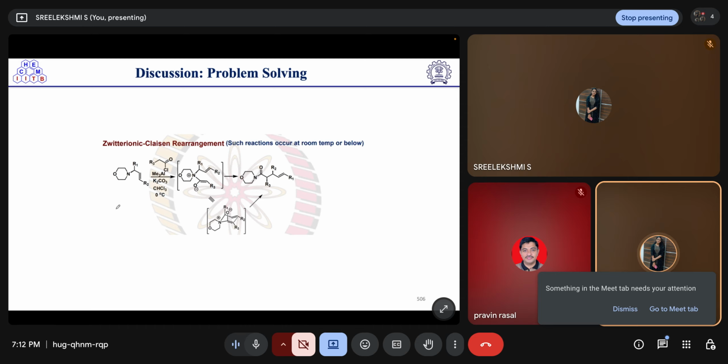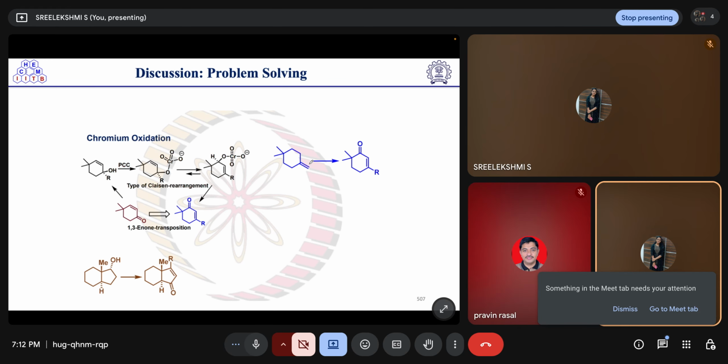So here, as we can see, this nitrogen lone pair is attacking over this carbonyl carbon, and the Cl minus is eliminating. So this will go first, and then it will come back, and Cl minus will eliminate to form this particular intermediate. So this can be written in this particular form also. Then 3,3 sigmatropic rearrangement will take place to give this particular compound.